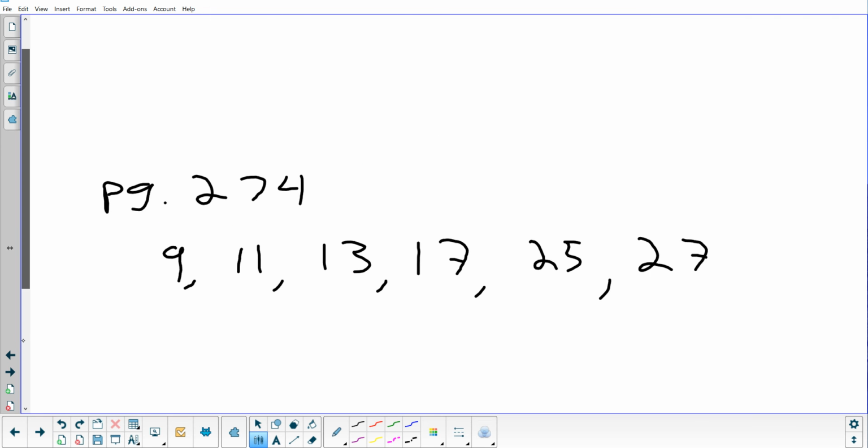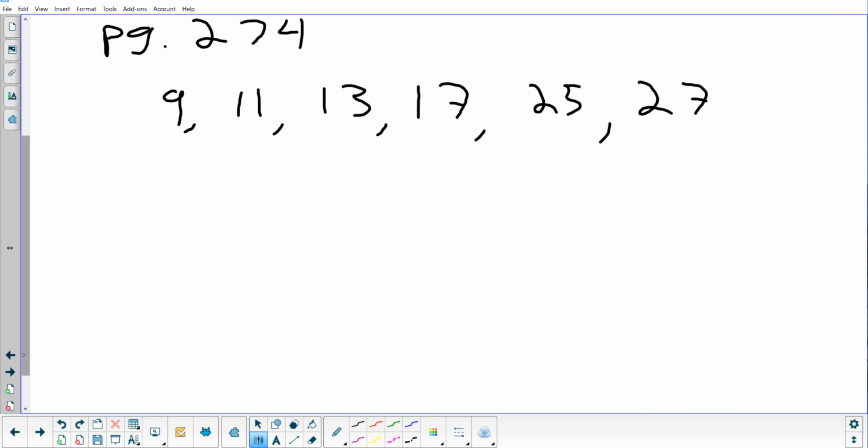So the homework for tonight is on law of cosines. It's 274, 9, 11, 13, 17, 25, and 27. Six questions. We'll go over that tomorrow, and then after we do that, you'll have the rest of the time if you want to make a reference sheet, or you can work on the review worksheet that I have on Schoology.